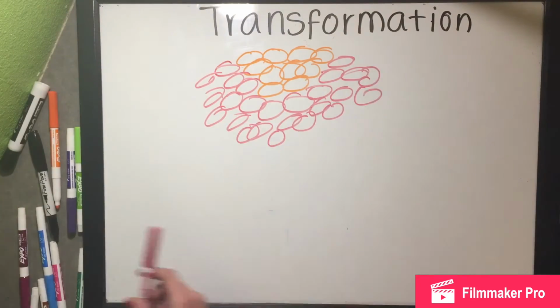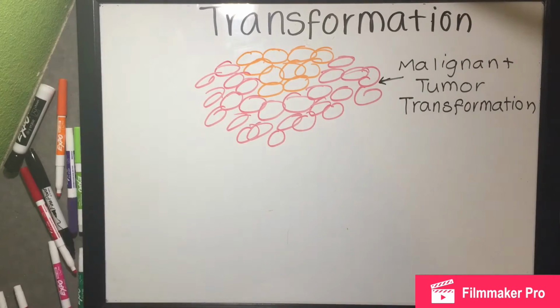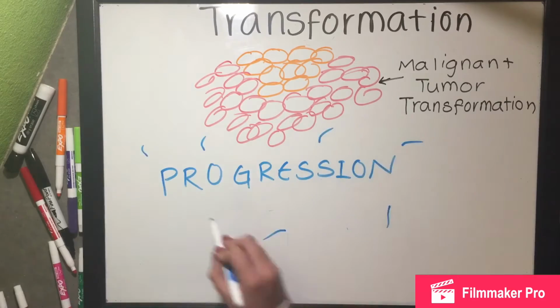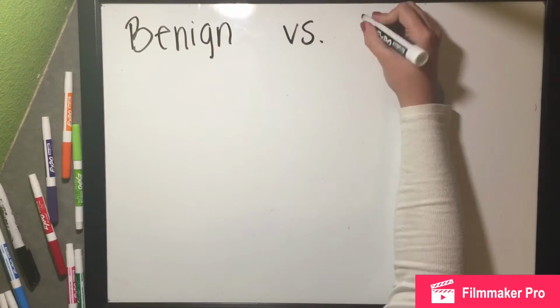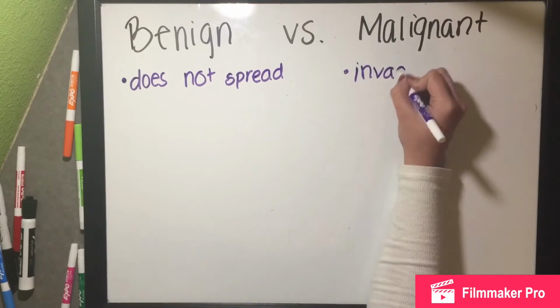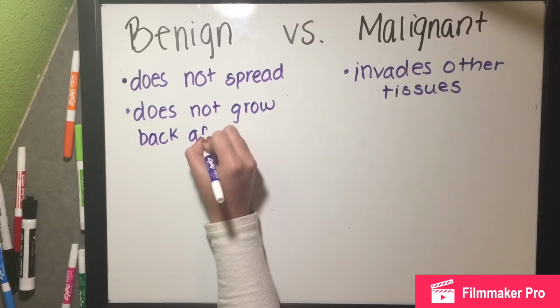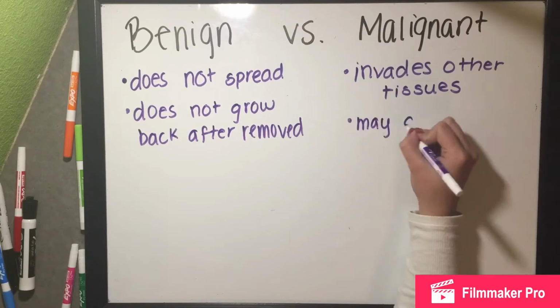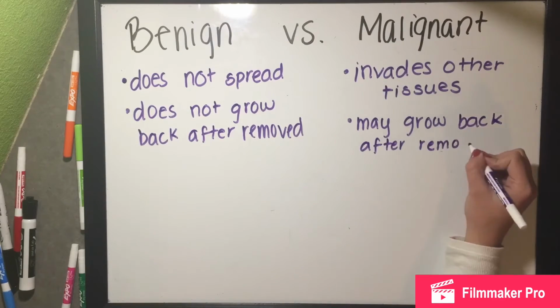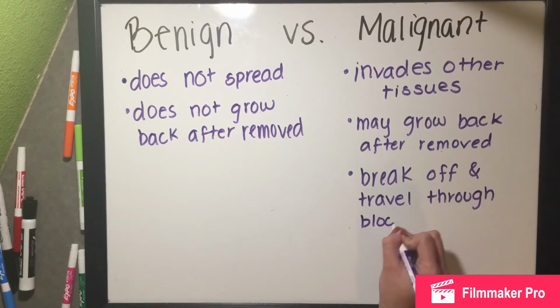Now we can see that if the benign tumor formation is left untreated, it can turn into a malignant tumor transformation. This stage is called progression. Now we're going to go over the differences between benign and malignant. Benign does not spread and it does not grow back after it's removed. Malignant can invade other tissues surrounding it. There's a chance it may grow back after it's removed, and it can break off and travel through the bloodstream.